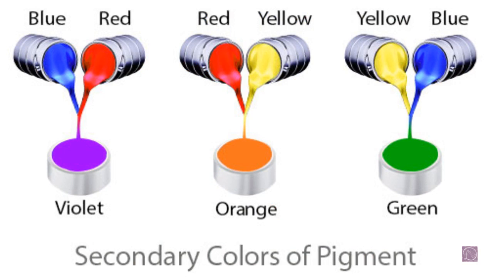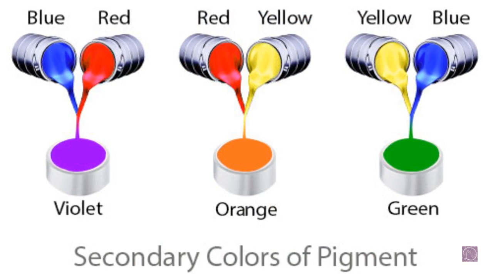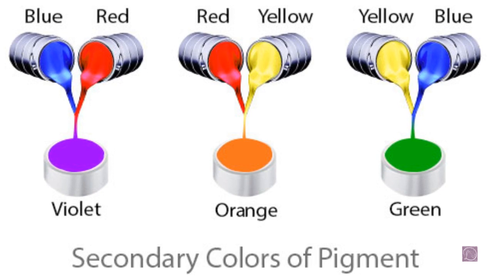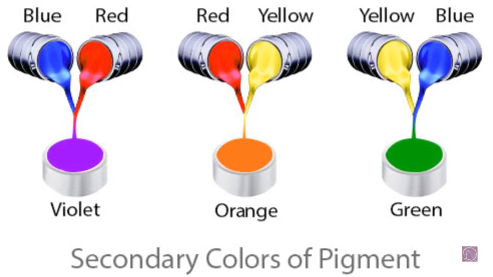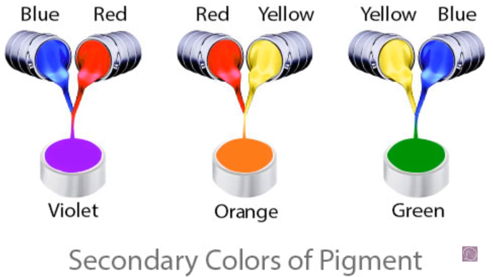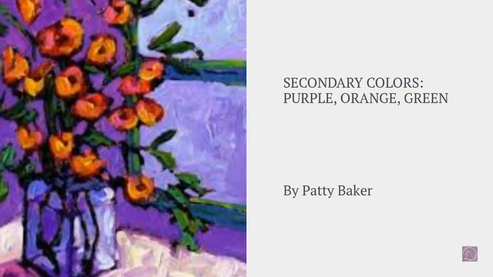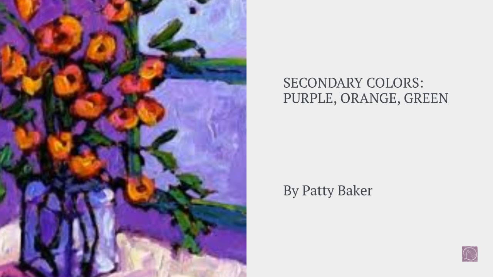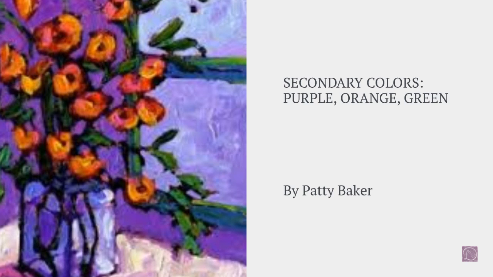When we mix our primary colors, we create secondary colors. Blue and red will make a violet or purple. Red and yellow together make orange. Yellow and blue create green. Here, artist Patti Baker has used secondary colors in her beautiful painting. There's purple, orange, and green. What do these colors make you feel when you see them together?